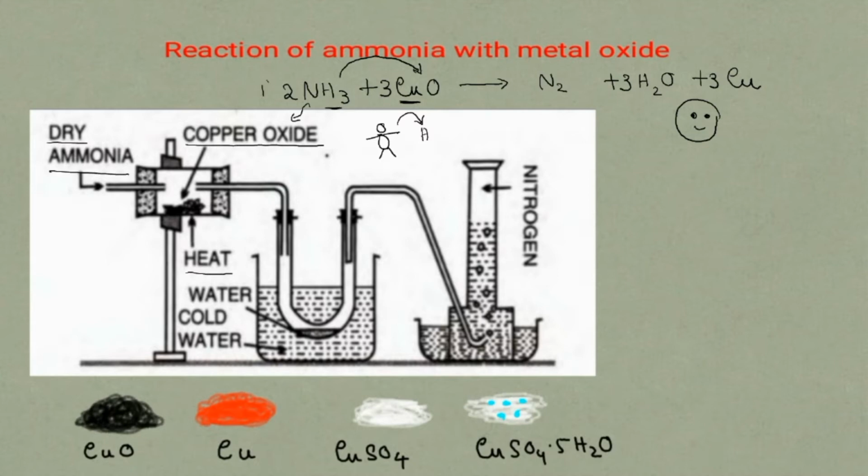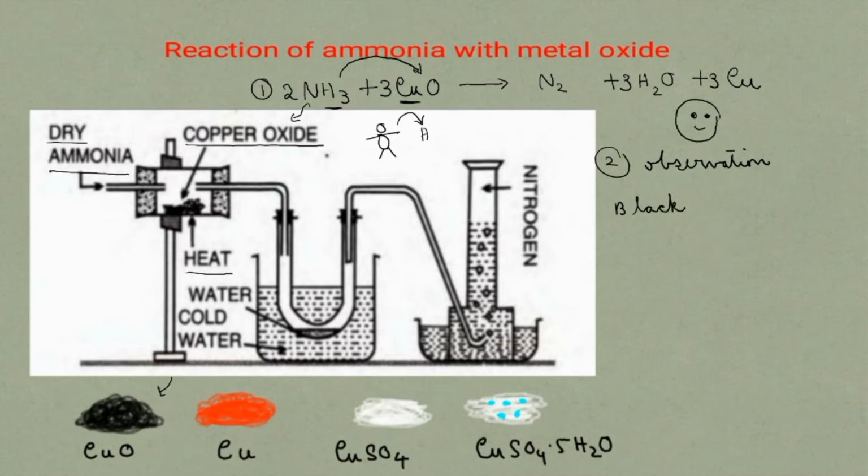Next, the point they commonly ask from this concept is what will be the observation of the reaction. Write along with me. In order to answer this kind of observation question, you should have an idea about the color of certain compounds. Here we have taken copper oxide. What is the color of copper oxide? I have kept a picture over here. Copper oxide is black in color, right?